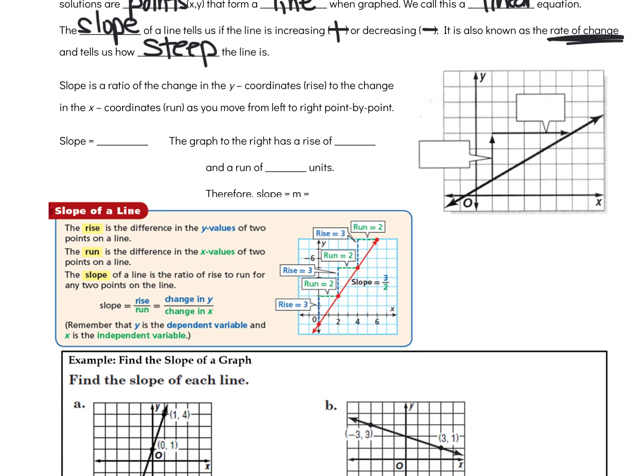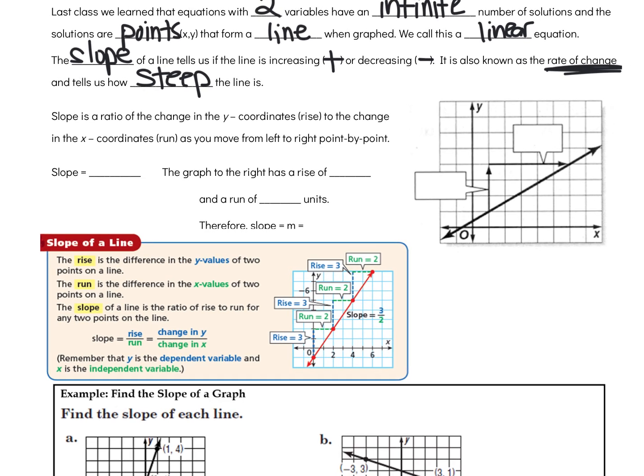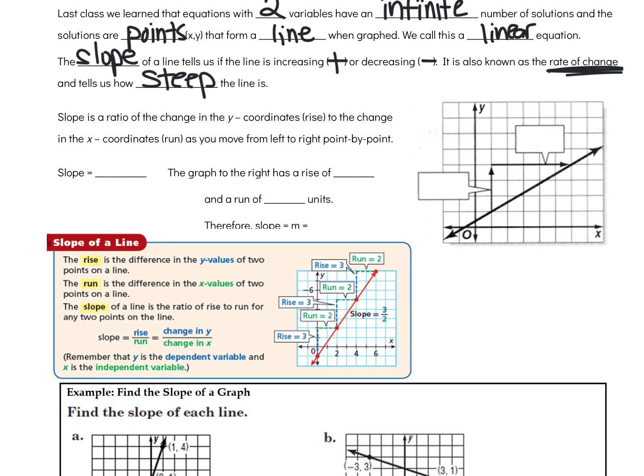So we saw a preview to this on Monday, but slope is a ratio of the change in the y-coordinates, called the rise, to the change in the x-coordinates, called the run, as you move from left to right point by point. So we have our slope is rise over run. Remember, rise is your y-coordinates, run is the x-coordinates. The graph to the right has a rise.